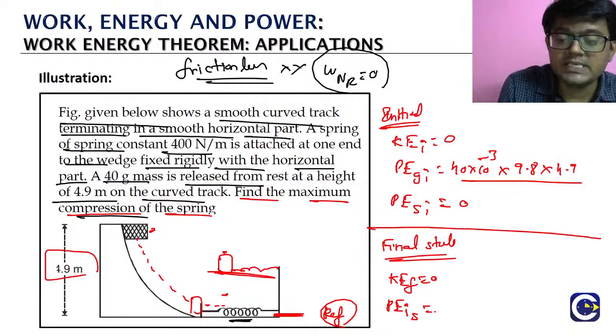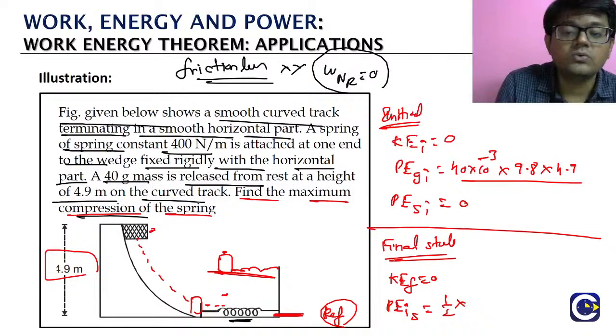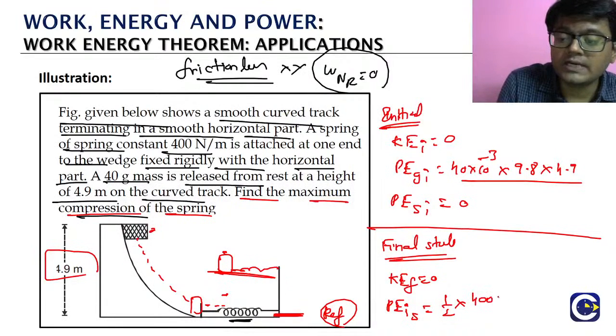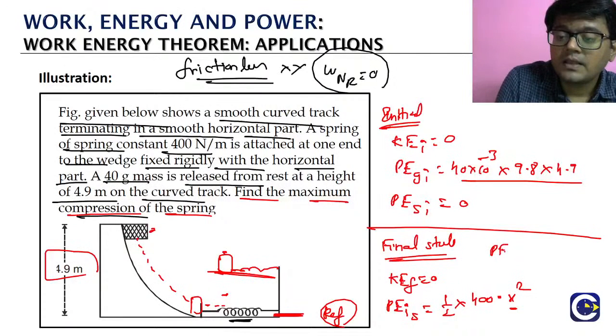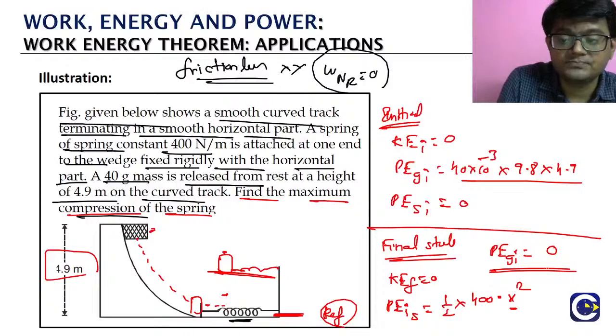Spring potential energy will be what? Half into k, 400 into x square; in the x we will calculate. Gravitational potential energy of the block will be what? Because the block is coming on the horizontal, that is our reference. So gravitational potential energy is 0.